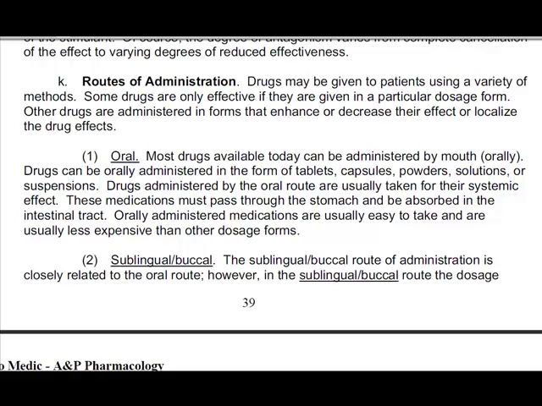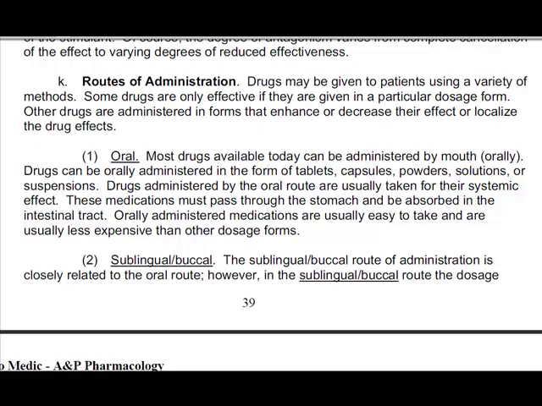So we have to understand the different routes and what they do and what can be given in those different ways. And this will help us understand when we're giving a drug sometimes that, if you're sitting there trying to give 10 cc's of a drug sub-Q, you're doing something wrong. You need to go ahead and check and make sure that you're not missing something, right?